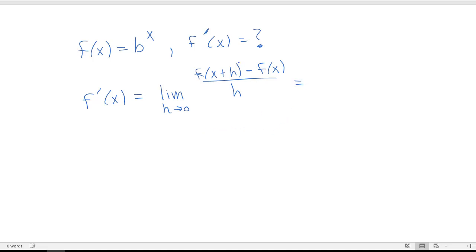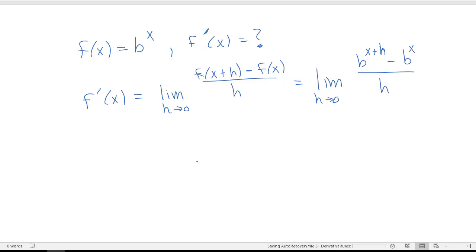Now for this particular example, I'm going to take x plus h and plug it into the function. Uh-oh, I'm forgetting my limit symbol. So I have the limit as h goes to 0 of b to the x plus h minus b to the x, all over h. Now back in that prior chapter, when we would write this expression, we could evaluate this limit typically in one of two ways.